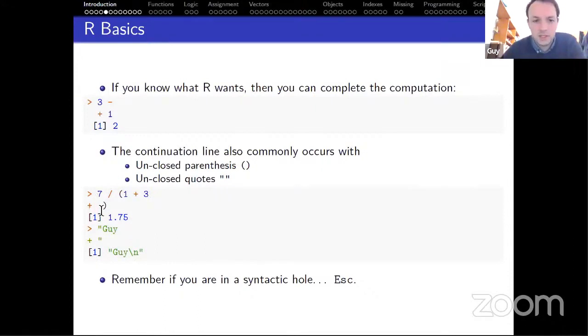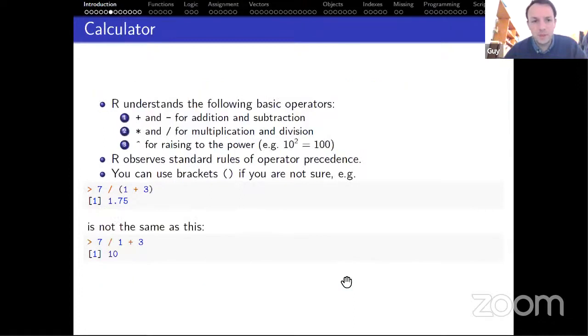Then you might get to the case that you are seeing this plus because it wants you to close a bracket that you opened. Another typical case is that you might have used a quotation mark. If you're giving a label to a category, for example, you might have opened the quotation mark to give a label, but forgot to close the quotation mark. So then you can either close it on the next line or press escape. So remember, if you're in this kind of syntactic hole, where the code wants something extra, but you can't quite figure out whether you need to close a bracket or close a quotation, then you can always press escape to sort of reset.